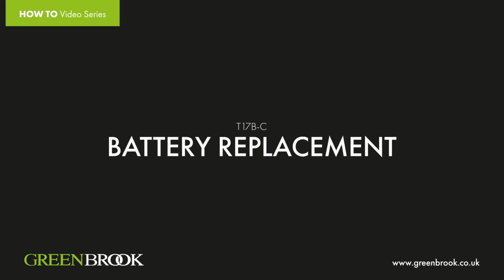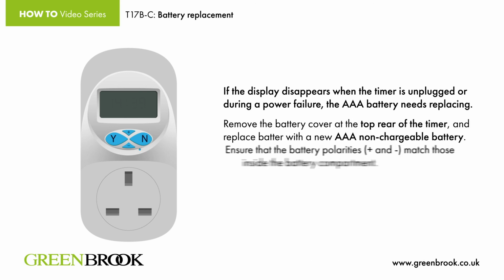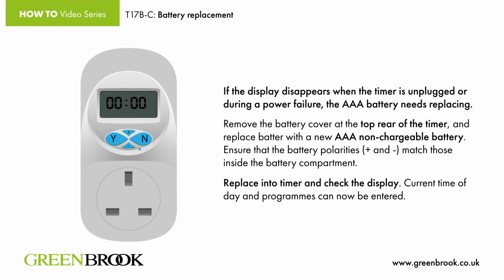Battery replacement. If the display disappears when the timer is unplugged or during a power failure, the AAA battery needs replacing. Remove the battery cover at the top rear of the timer and replace battery with a new AAA non-chargeable battery. Ensure that the battery polarities, plus and minus, match those inside the battery compartment. Replace into timer and check the display. Current time of day in programs can now be entered.